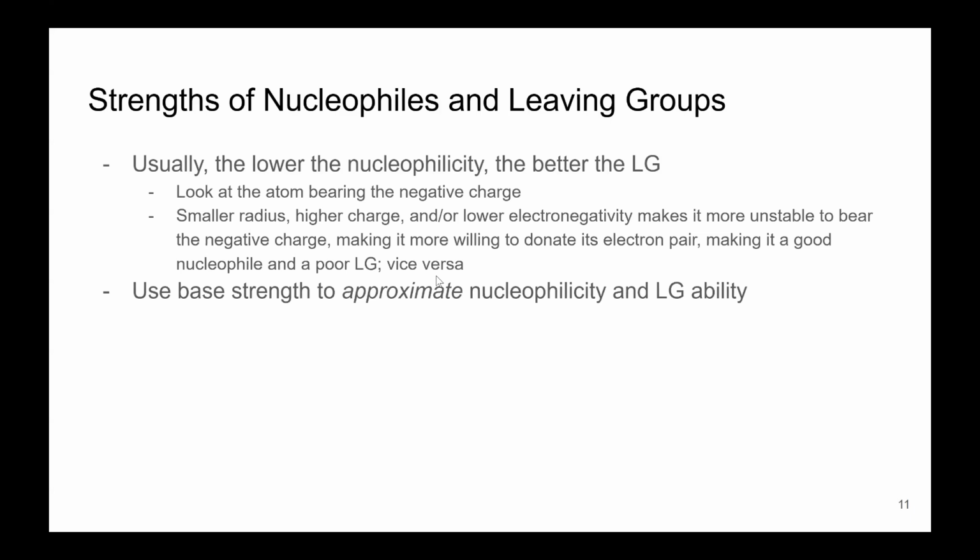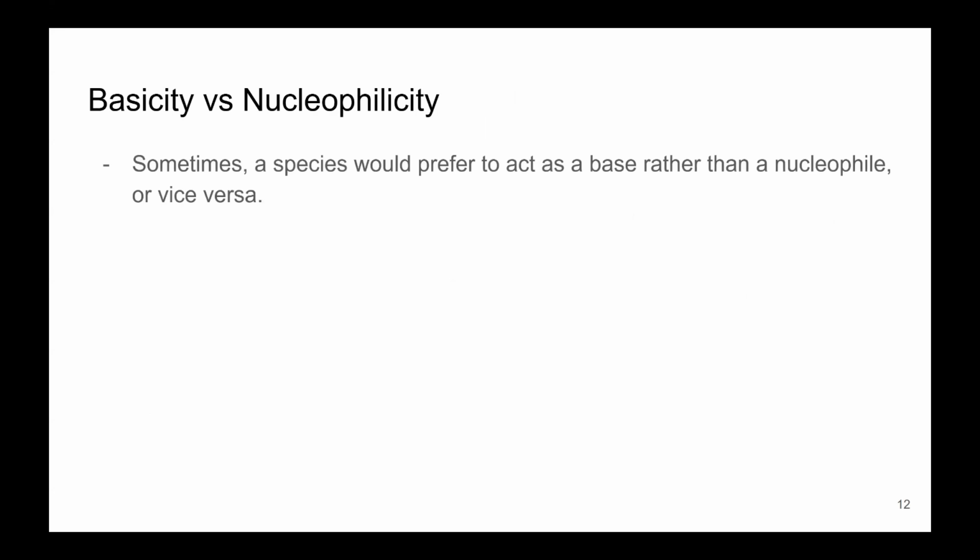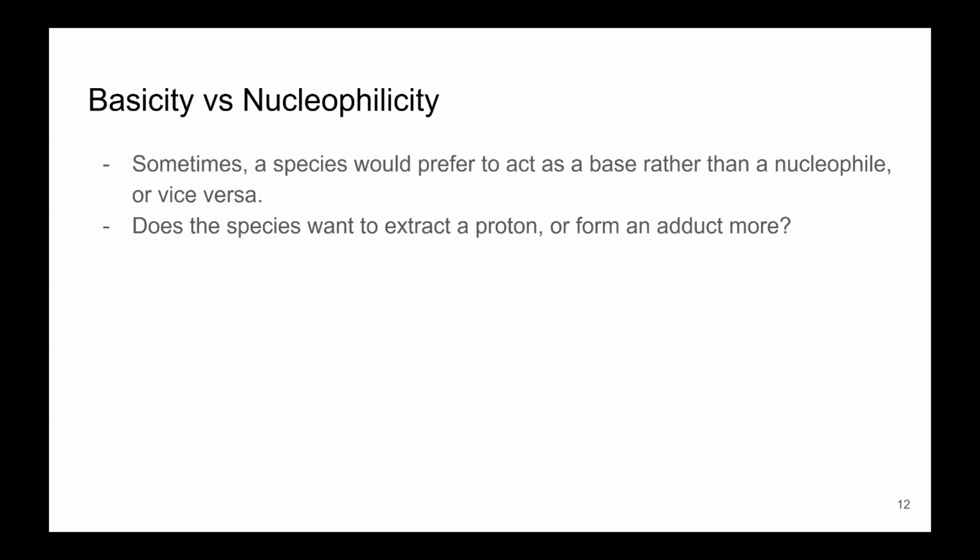So one thing we can do is to use the base strength to approximate the nucleophilicity and leaving group ability. We can take a look at the conjugate acid of the base, and the stronger the conjugate acid, the weaker the base. Sometimes the species would prefer to act as a base because it wants to extract a proton over forming an adduct.